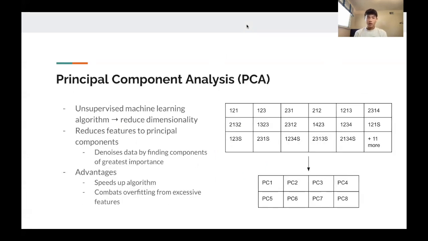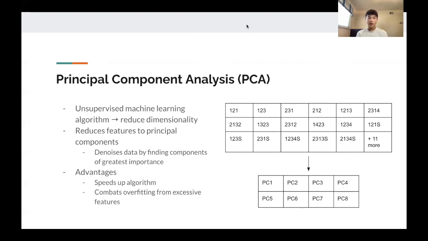The first thing I integrated in my machine learning model was principal component analysis, which is an unsupervised machine learning model that takes the features that I have and reduces them down to several principal components, which reduces the dimensionality of the data set that I go into the model with.